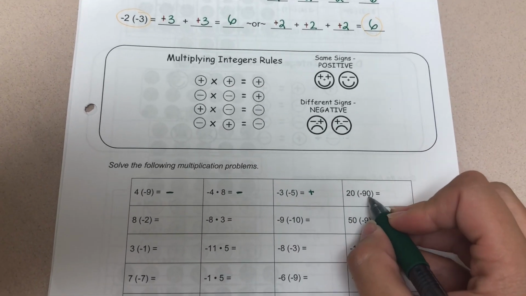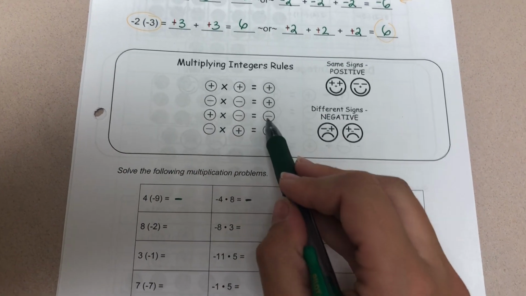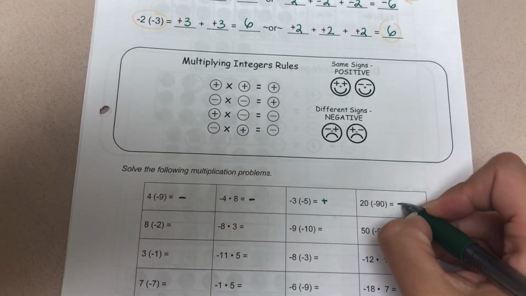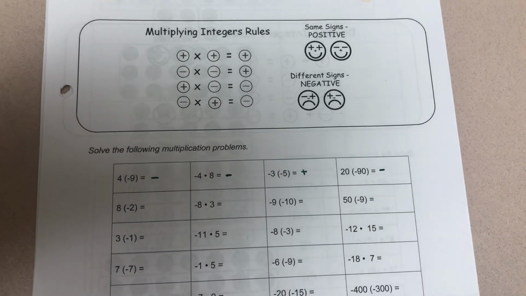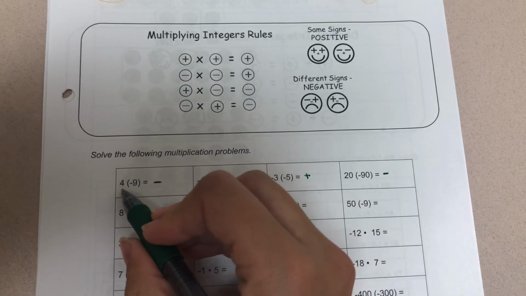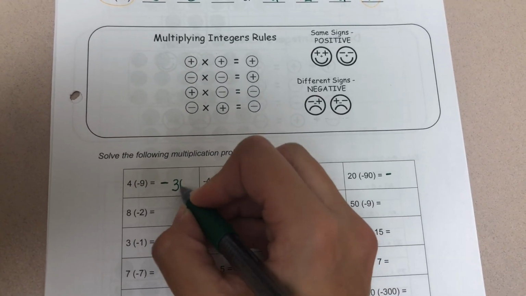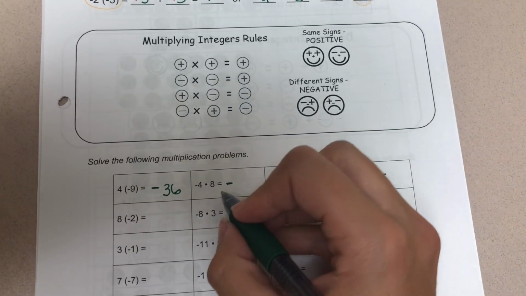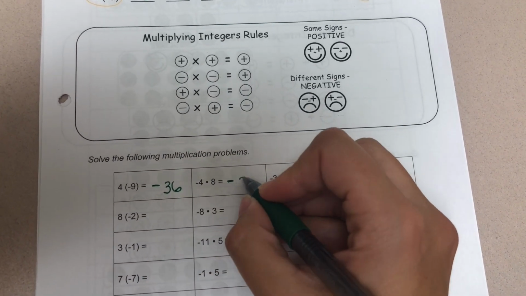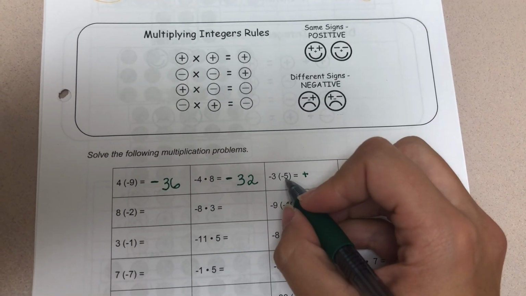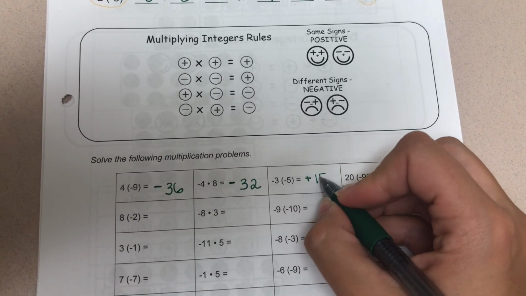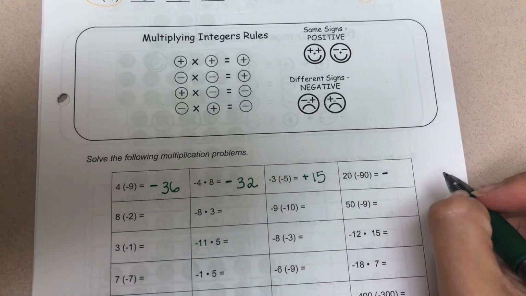The signs are different, a positive and a negative, my answer is negative. So I've already determined the sign, then I just multiply like regular. So I have 4 times 9 is 36, so this answer is a negative 36. I have 4 times 8 is 32, so this answer is a negative 32. 5 times 3 is 15, so my answer is a positive 5.